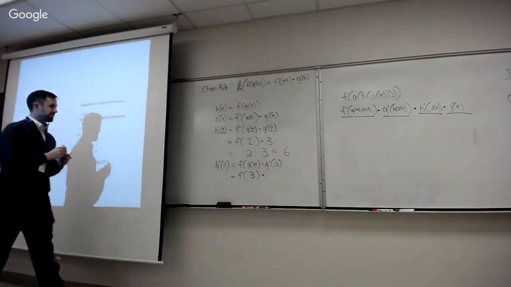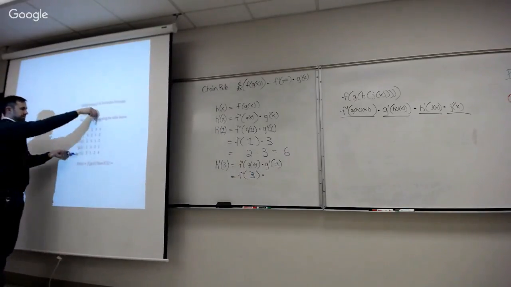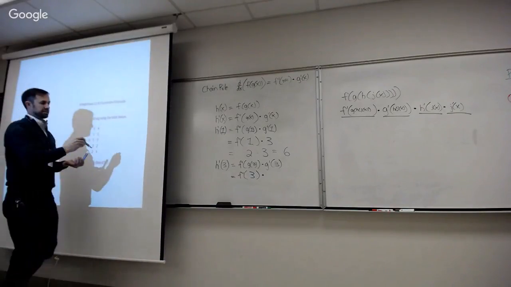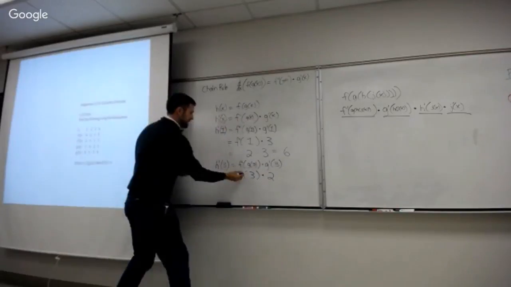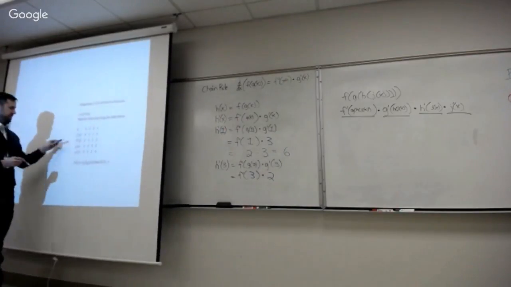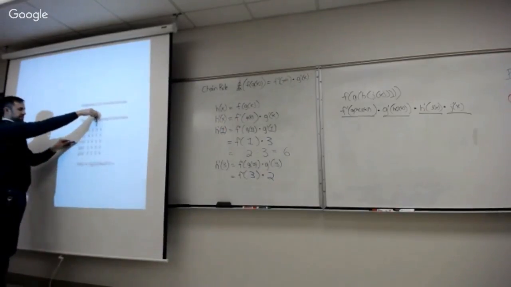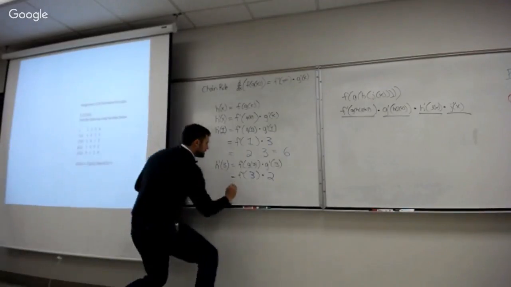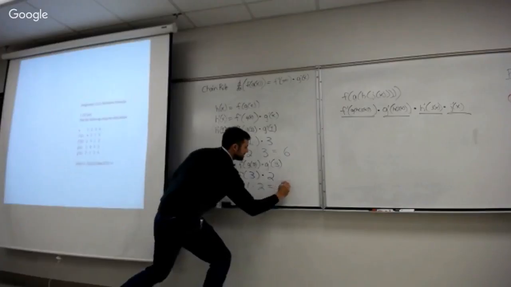And then g prime of 3, we can go look that up. So now g prime of 3 is equal to 2. So that's a 2 out there. But now I can go ahead and look up f prime of 3. So f prime of 3 is equal to 1. And so that's 1 times 2, which is equal to 2.